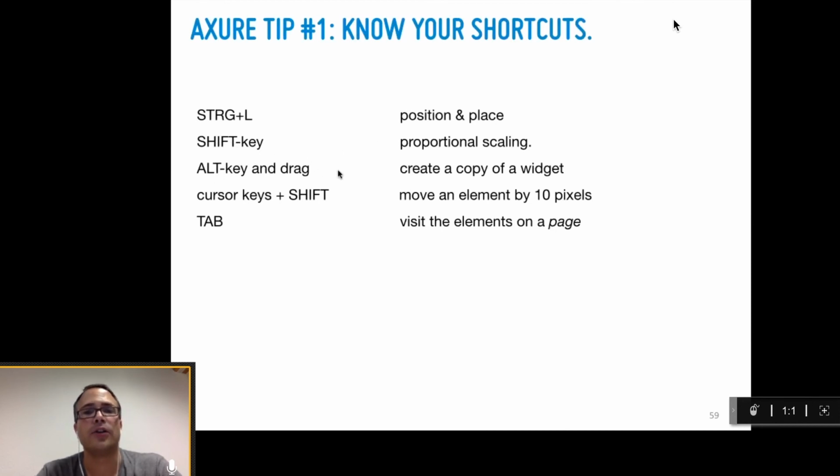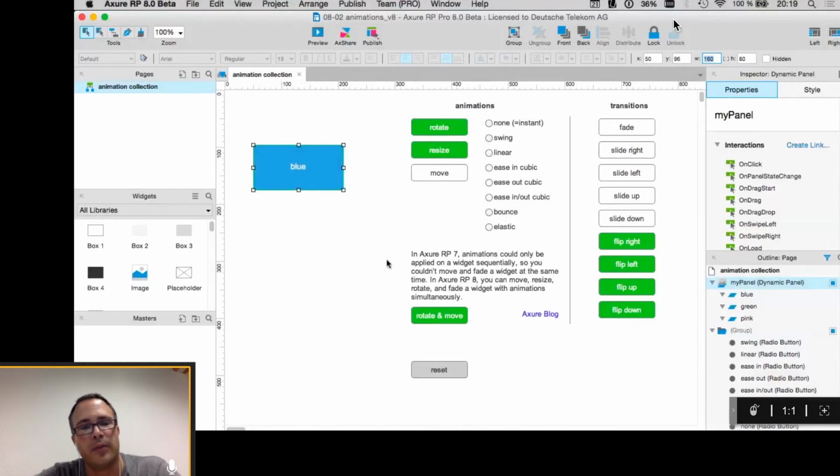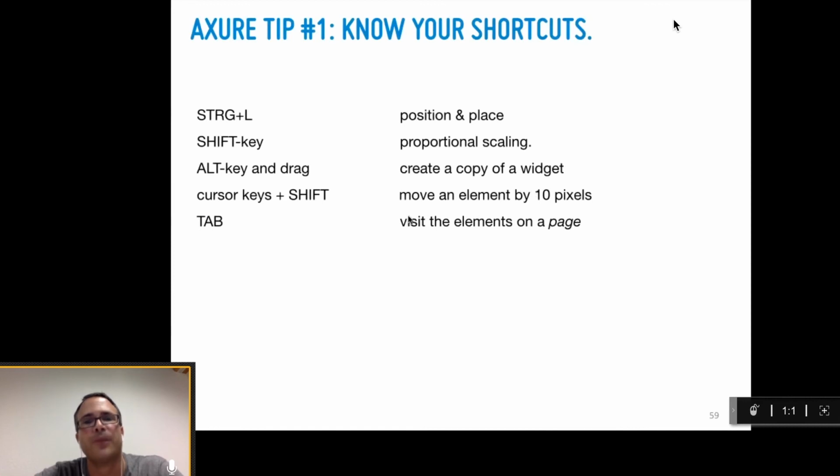Pressing down the Alt key and dragging, you create a copy. The cursor keys and Shift, I think they are now moving not 10 pixels per se, but depending on what your separator lines are. So you can say you have a raster of 10 pixels or 5 pixels, depending on the stage. And you can actually tap through the elements.